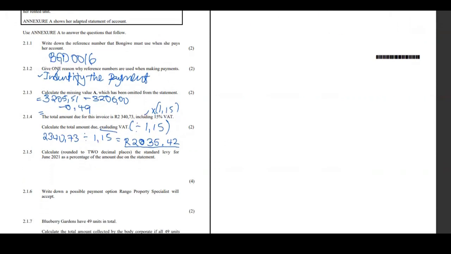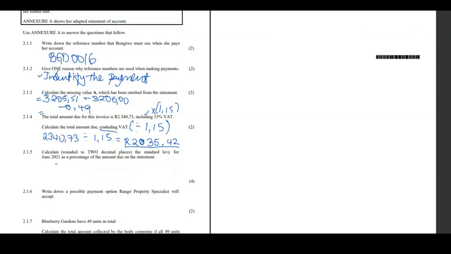So they want you to have the amount without VAT. So the amount without VAT is 2,035 rands, comma 42 cents. This is how we get the money excluding VAT. Calculate to 2 decimal places. Please take note of that in brackets. They want us to calculate to 2 decimal places.